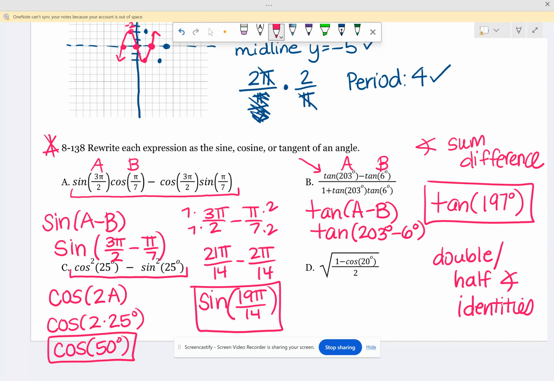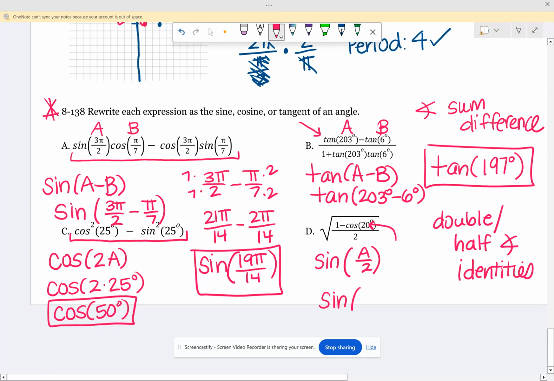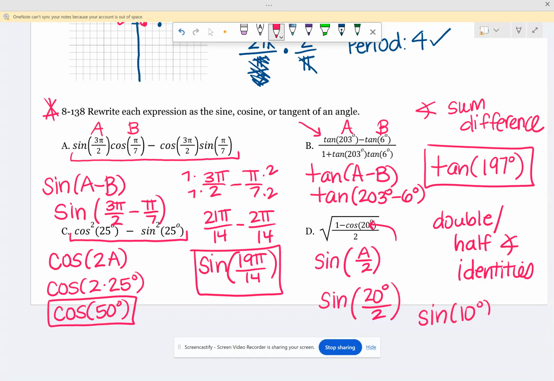The last one is the half angle identity, and it's sine of the angle divided by 2. Well, the angle here is 20 degrees. So we're going to take sine of 20 degrees and divide it by 2. That is sine of 10 degrees.